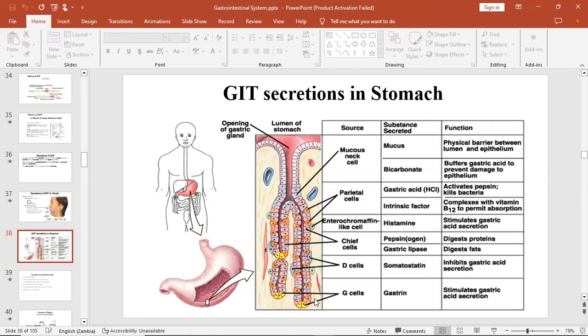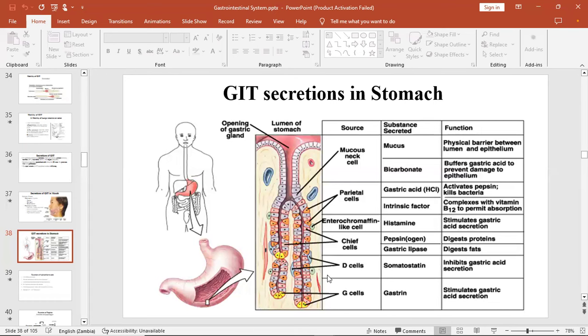Let's go to the other type of cells, which are part of the enteroendocrine cells. For example, the D cells and the G cells. The D cells and the G cells, they are known as antagonistic cells. What do you mean by antagonistic? They are opposite of each other. For example, somatostatin inhibits acid secretion, while the gastrin stimulates acid secretion. And that's what we mean. And they belong to what we call enteroendocrine cells.